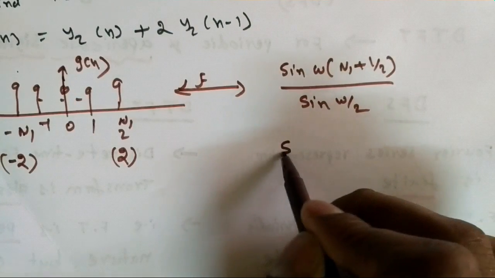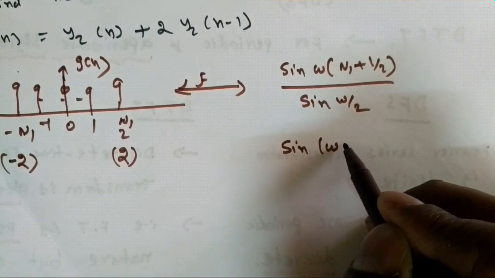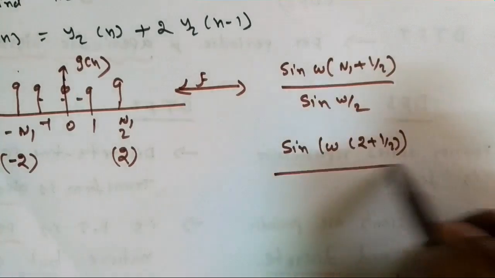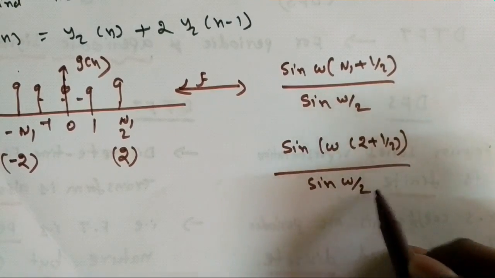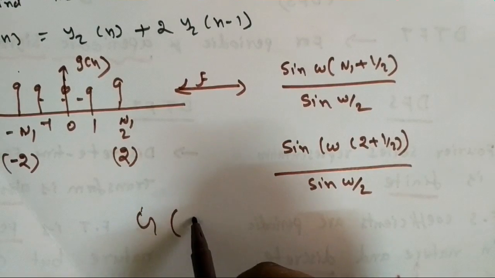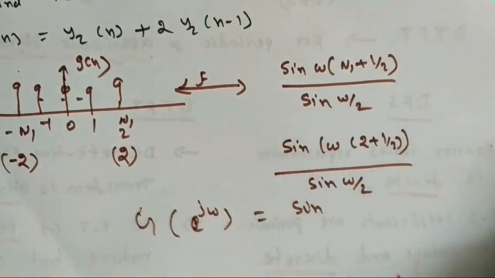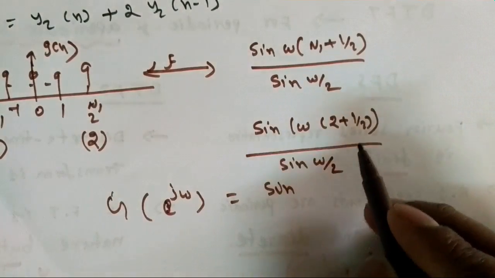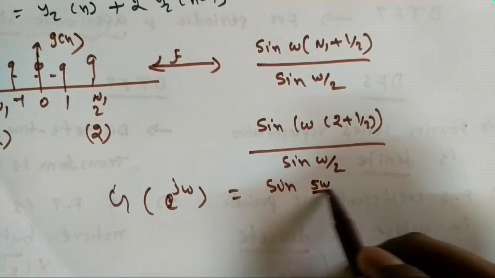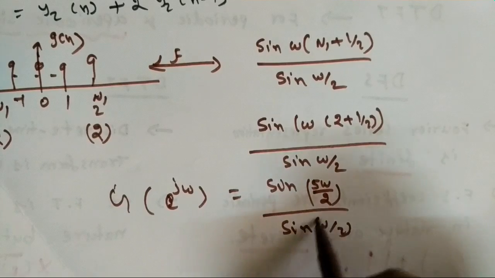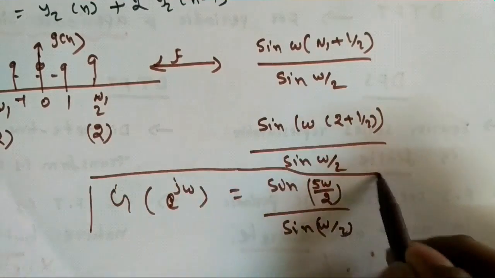So the Fourier transform for this one is sine omega into n1 plus 1 by 2, by sine omega by 2. With n1 equal to 2, that is 2 plus 1 by 2. I will write it as G of e power j omega is equal to sine of 2 plus 1 by 2, so 2.5, so I can write 5 omega by 2, by sine omega by 2. So the first part is over.